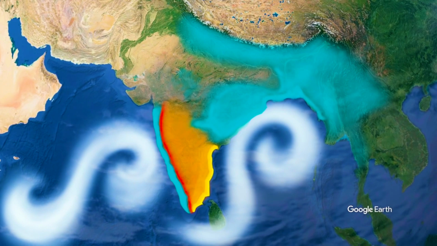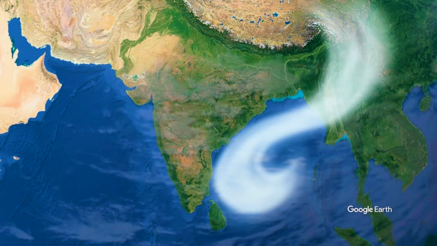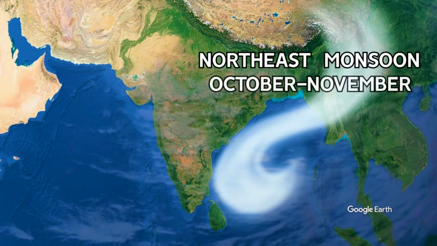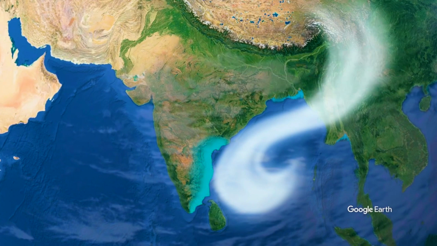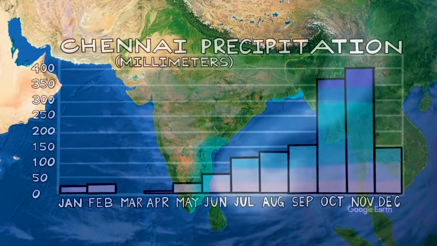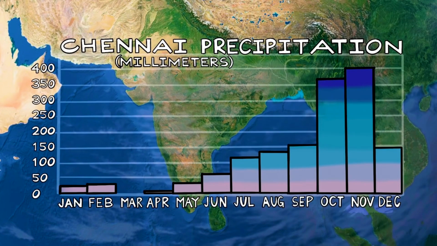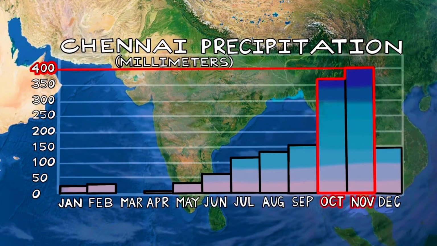Later on in the season, the winds change direction and bring the northeast monsoon in October and November, raining moisture from the Bay of Bengal over the Coromandel Coast. This is when Chennai receives heavy rainfall, totaling an average of 1,400 millimeters or 55 inches per year.